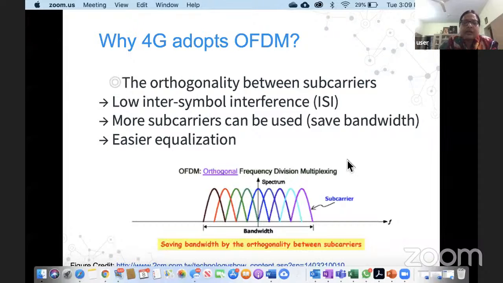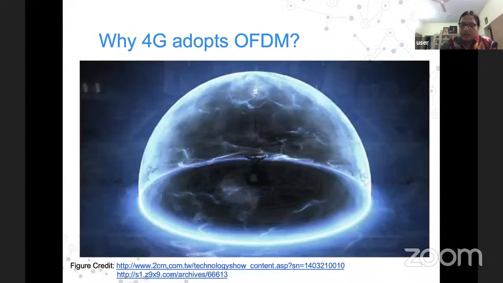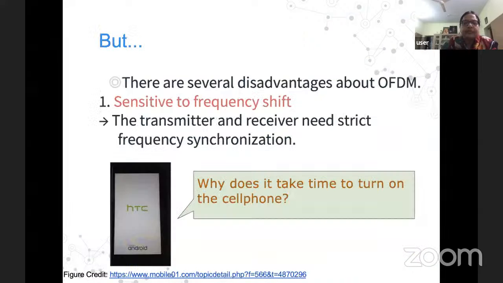So we need a strict synchronization. But even then, we adopted OFDM in 4G. Why did we adopt it in 4G? Because of the availability of FFT and IFFT filter banks, right? So it takes time to turn on the cell phone.